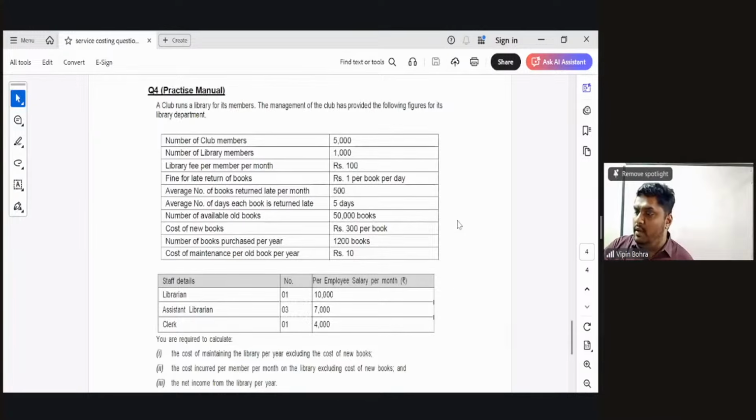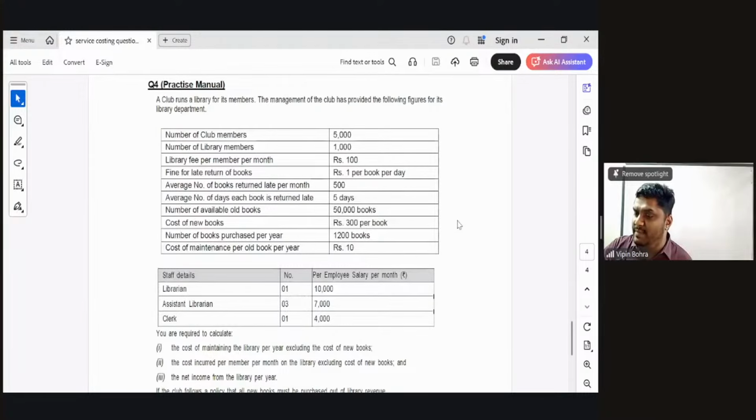So a club runs a library for its members. The management of the club has provided the following figures for its library department. So there is a club which is also running a library. The number of club members is 5,000. The number of library members is 1,000. They are charging a library fee per member per month of rupees 100. The fine for late return of a book is rupees 1 per book per day.